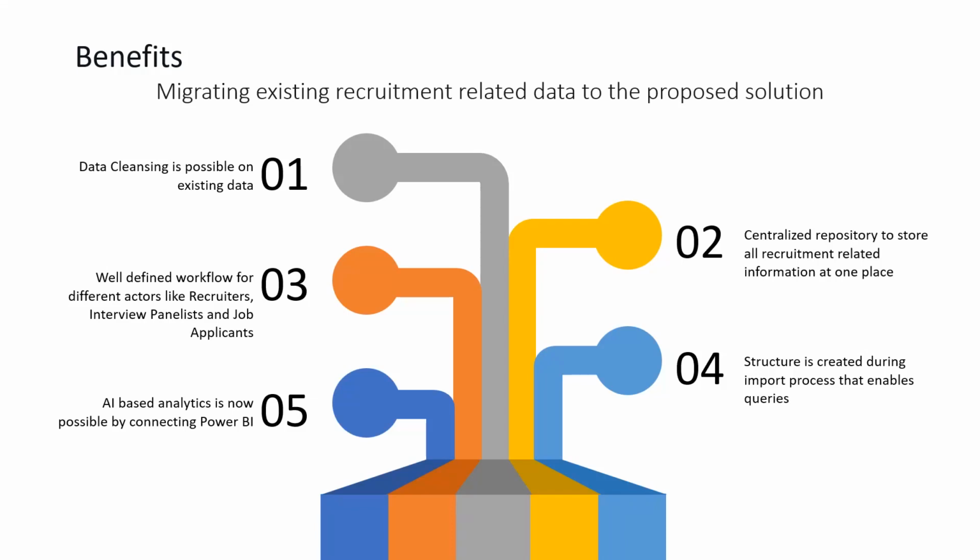And because we have put structures in place, the data will be structured from now on, even the historical data. And as I said, because Power BI can directly connect to this database, we can run AI-based analytics also. So that will pave the way to take decisions based on historical data, and not take some random decisions. With the help of AI-based analytics, this is possible.